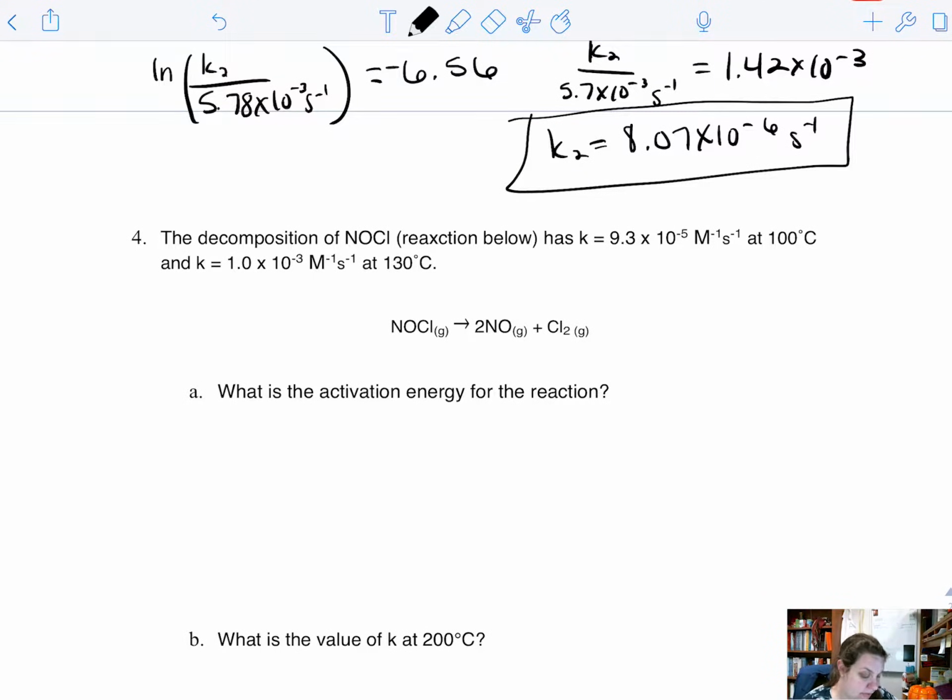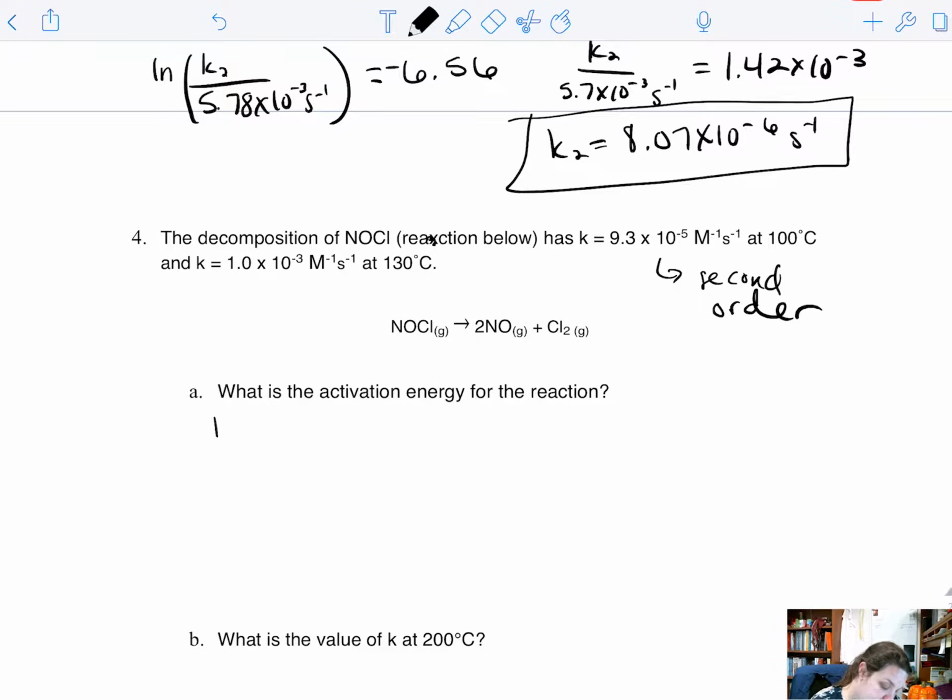Okay, last question. The decomposition of NaCl, sorry, has a K equal to 9.3 times 10 to the negative 5 molarity negative 1 seconds negative 1, so we already know this is a second order process. At 100 degrees Celsius and a K equal to 1.0 times 10 to the negative 3 molarity negative 1 second negative 1 at 130 degrees Celsius. We want to know what the activation energy for this reaction is. So we're going to put all of these values into our equation.